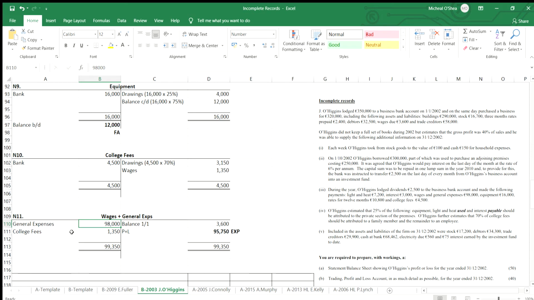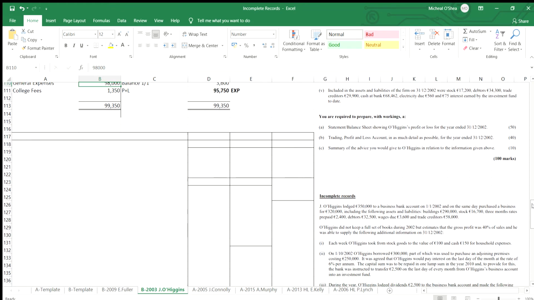And just to finish off my wages account, I have those two figures on the debit side giving me 99,350, and I have one figure here on the credit side, so the difference is going to be P&L of 95,750. So that 95,750 is my P&L figure for wages.